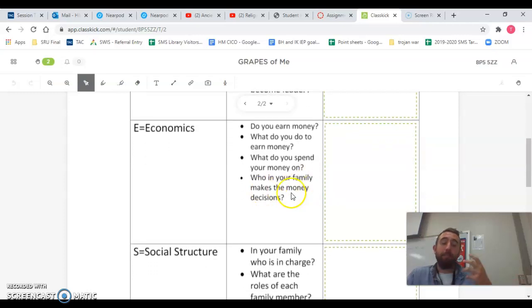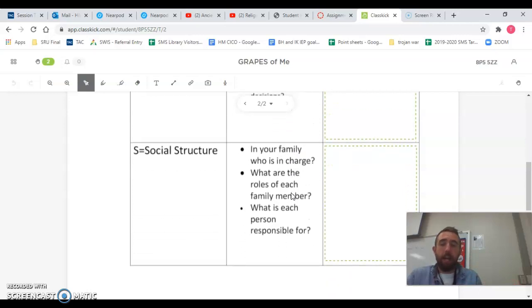Who in your family makes the money decisions? And then finally, social structure. So in your family, who's in charge? Are there roles that each family member has? Is each person kind of responsible for something different, or does everybody do things together?